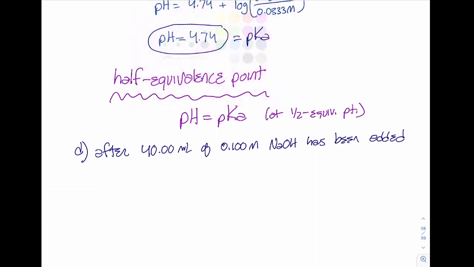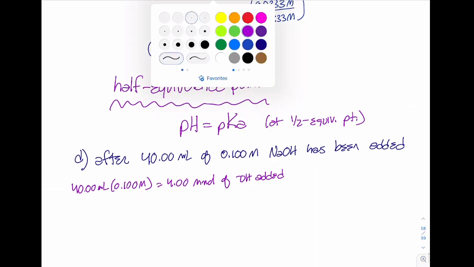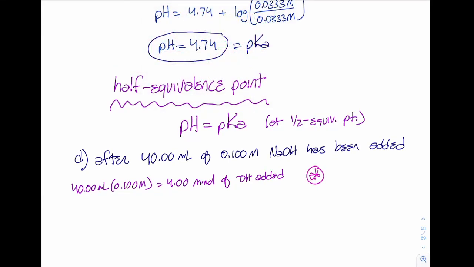So we already did this number ahead, but we'll just do it again. 40 milliliters of base, 0.100 molar for my concentration, so millimoles per milliliter. Milliliters cancel. And we have 4 millimoles of OH added. So we are at the equivalence point here. Right? We started out with 4 millimoles of acid. We've now added 4 millimoles of base. By definition, we're at the equivalence point.